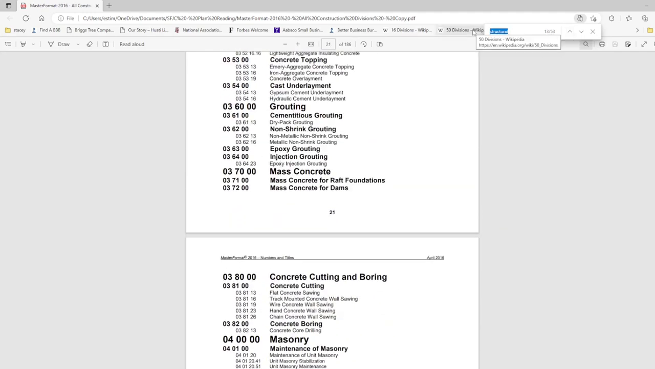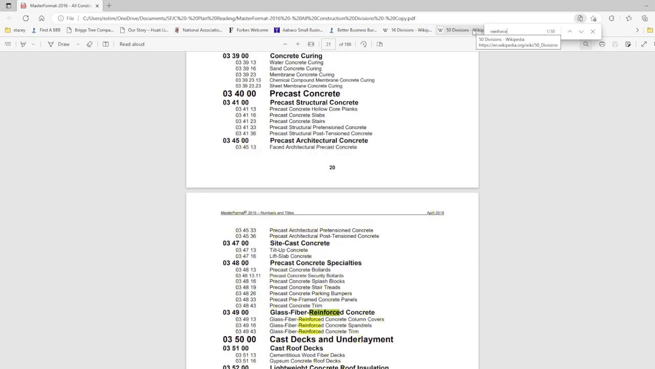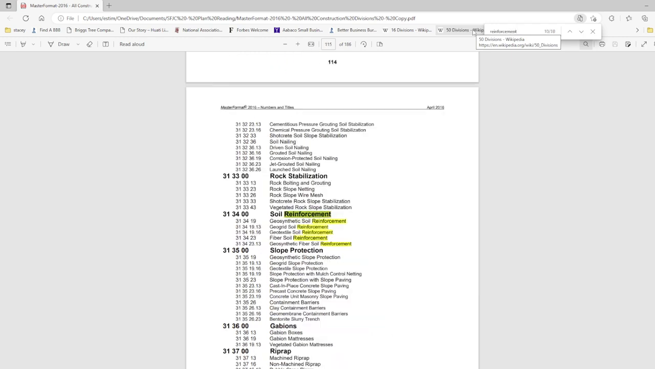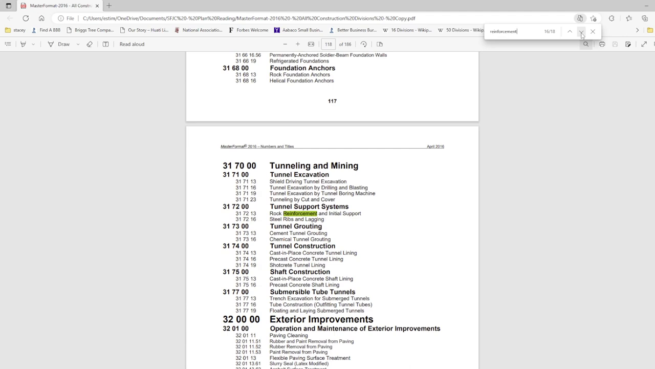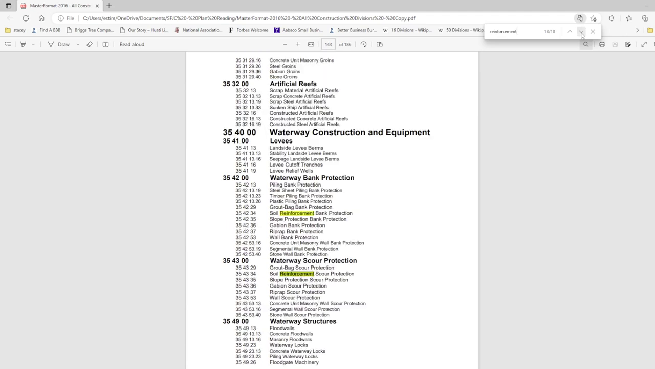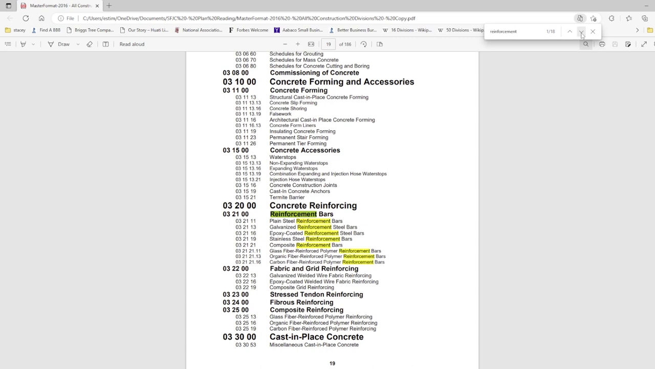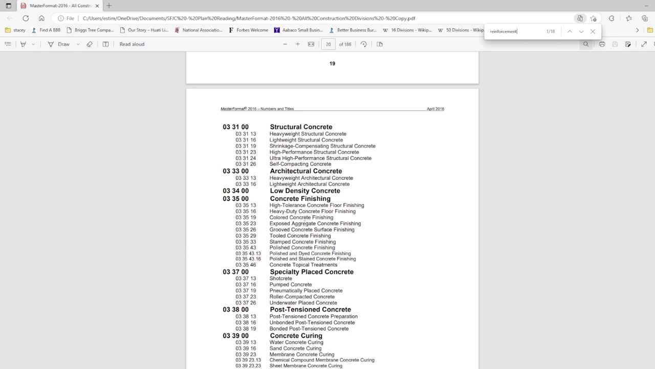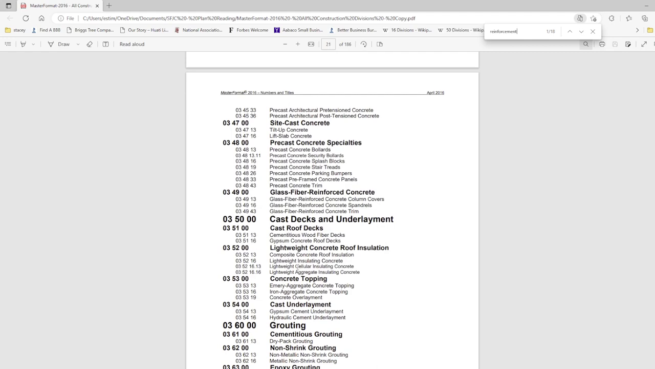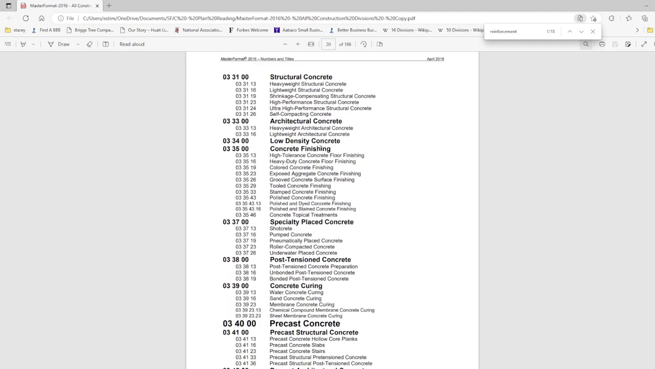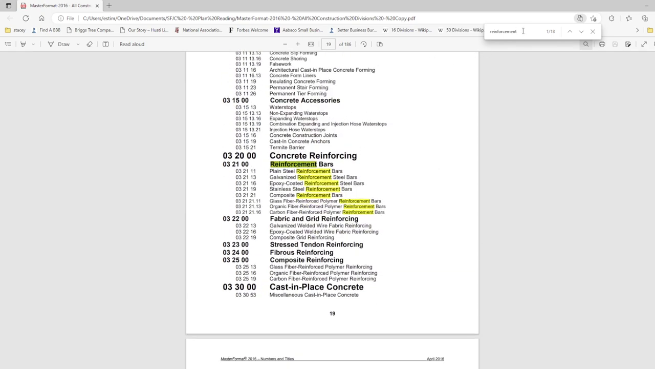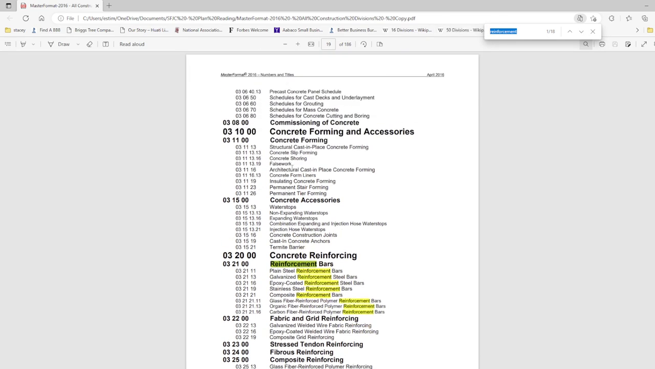You know what? I didn't do reinforcement. Soil reinforcement, rock reinforcement, soil, concrete reinforcement, plain steel reinforcement bars, galvanized reinforcement steel bars, epoxy coated, okay, that's bars, and let me just go through it. Somewhere in there. Somewhere in here. Yep. Let's have fun with it.